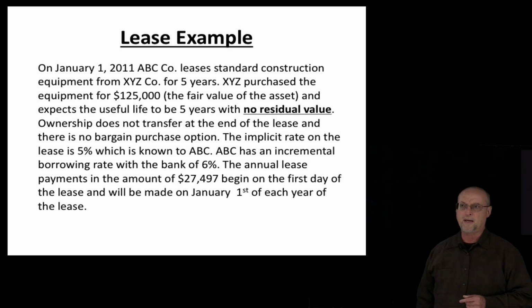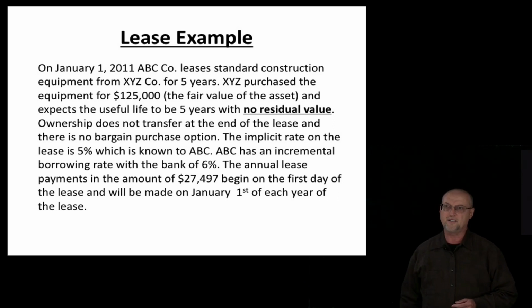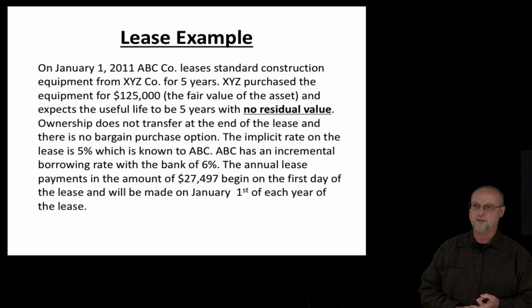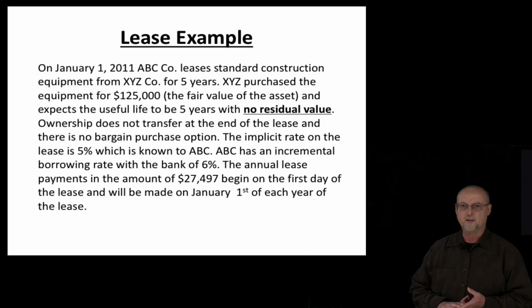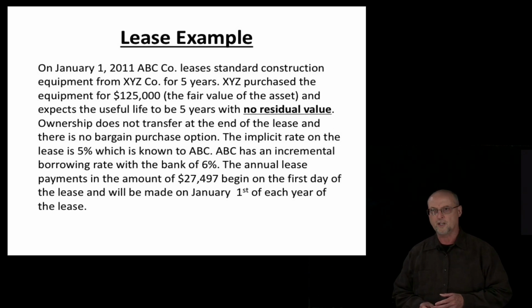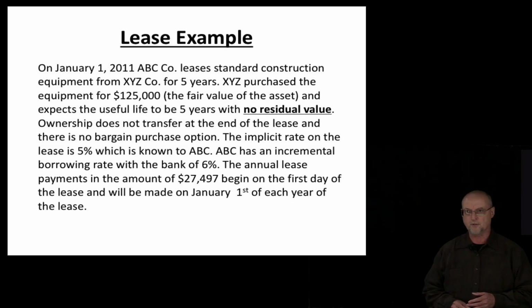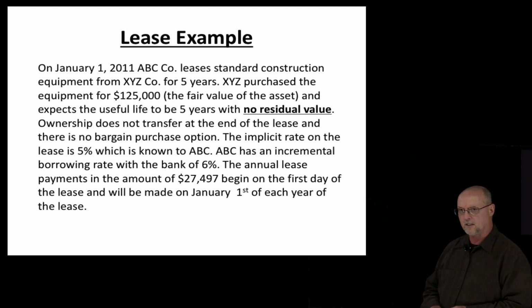The annual lease payments will be $27,497, and they'll be paid on the first day of the lease, made on January 1st of each year of the lease. Since the lease payments are being made on the first day of the year, this would be an annuity due, and when we're calculating present value for the lease payments, we're going to use the annuity due tables, not the ordinary annuity tables. Very important that you understand the difference.